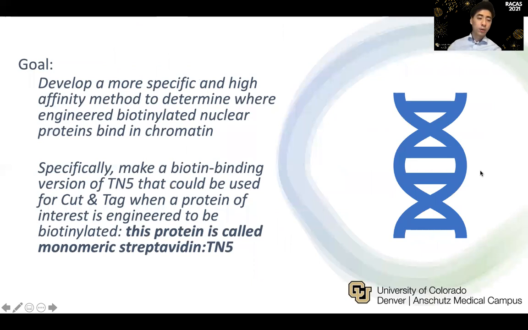So the overarching goal of this is to develop a more specific and high affinity method to determine where engineered biotinylated nuclear proteins bind in chromatin. Specifically, we make a biotin binding version of Tn5 that can be used for CUT&Tag when a protein of interest is engineered to be biotinylated. This protein is called monomeric streptavidin Tn5.